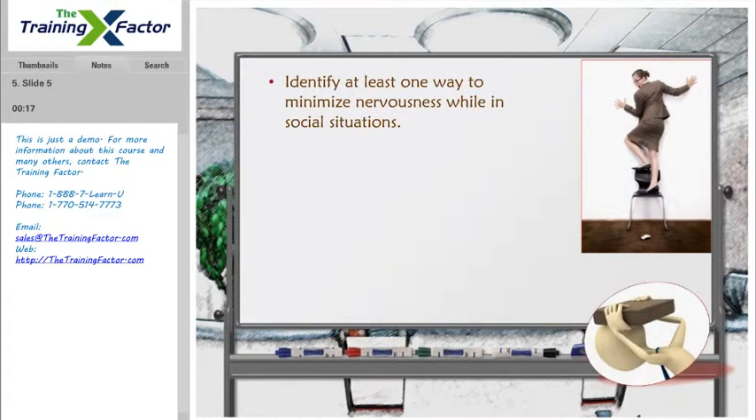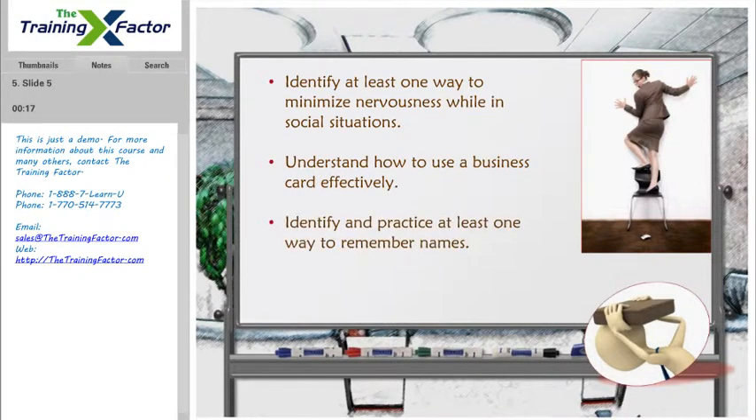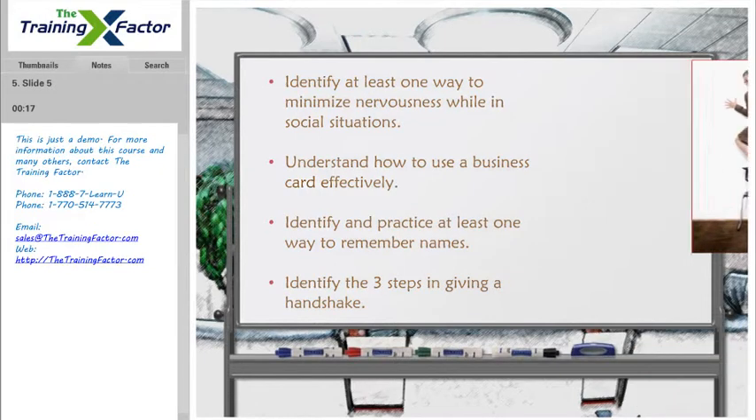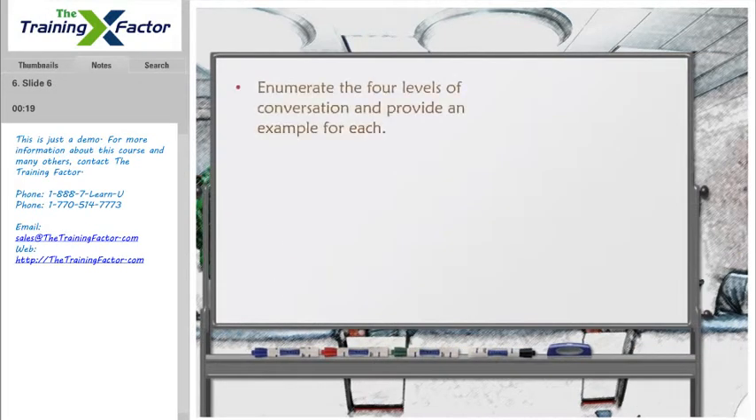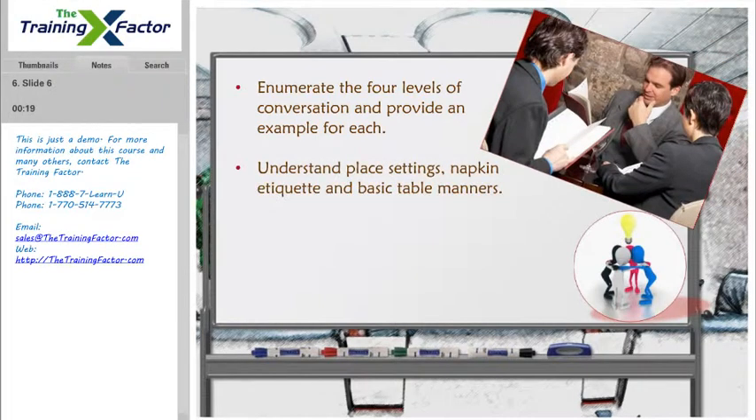Identify at least one way to minimize nervousness while in social situations. Understand how to use a business card effectively. Identify and practice at least one way to remember names. Identify the 3 steps in giving a handshake. Enumerate the 4 levels of conversation and provide an example for each.